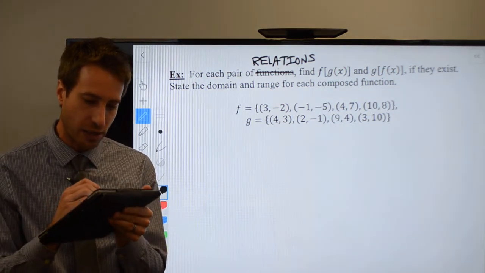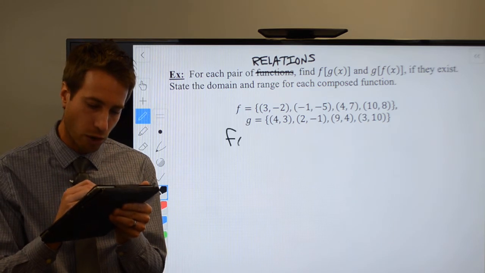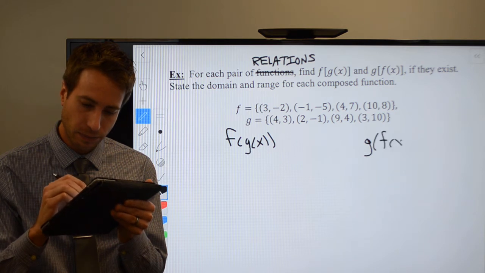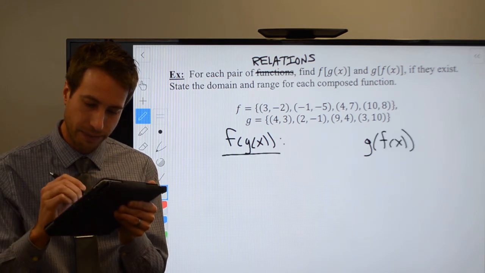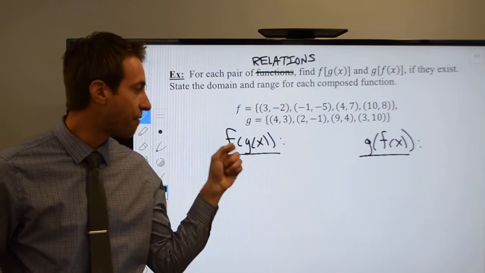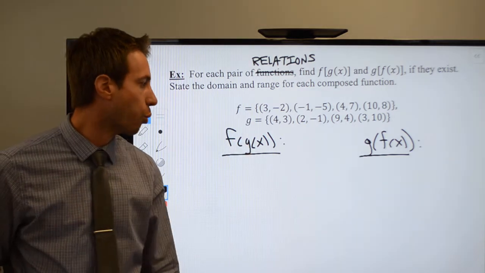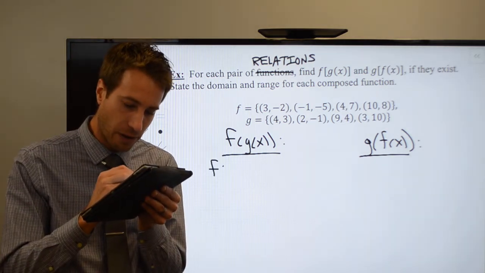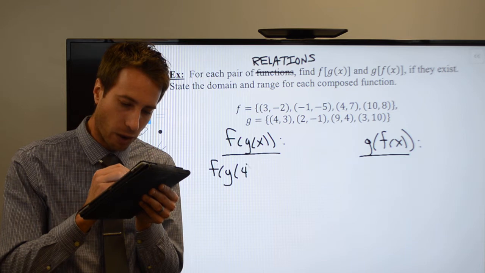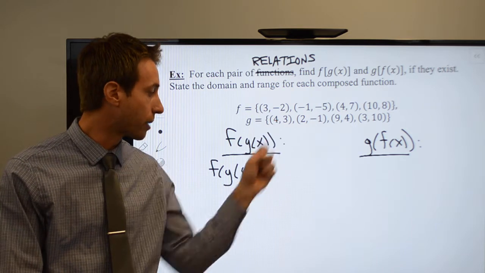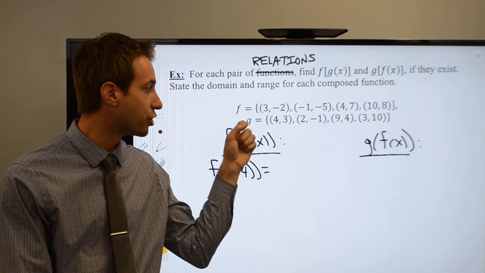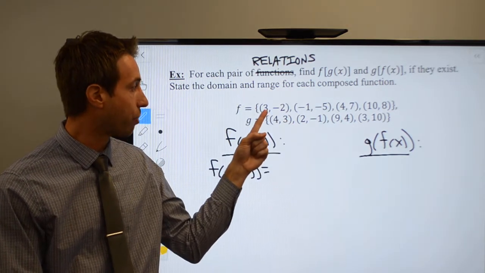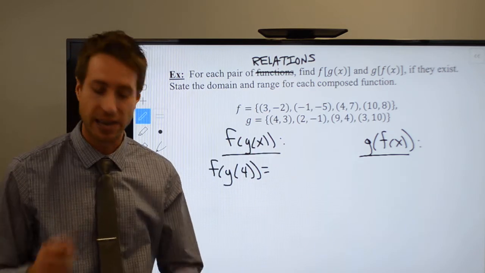Now, we got some practice on the previous page, so I think we can work our way through these pretty quickly. Let's see what we get. We will do f of g of x first. The first one I'm going to do is f of g of 4, because the first domain value I'm going to plug in is a 4. I plug in a 4, g gives me back a 3. I take that 3 and plug it into f, and f gives me back a negative 2.